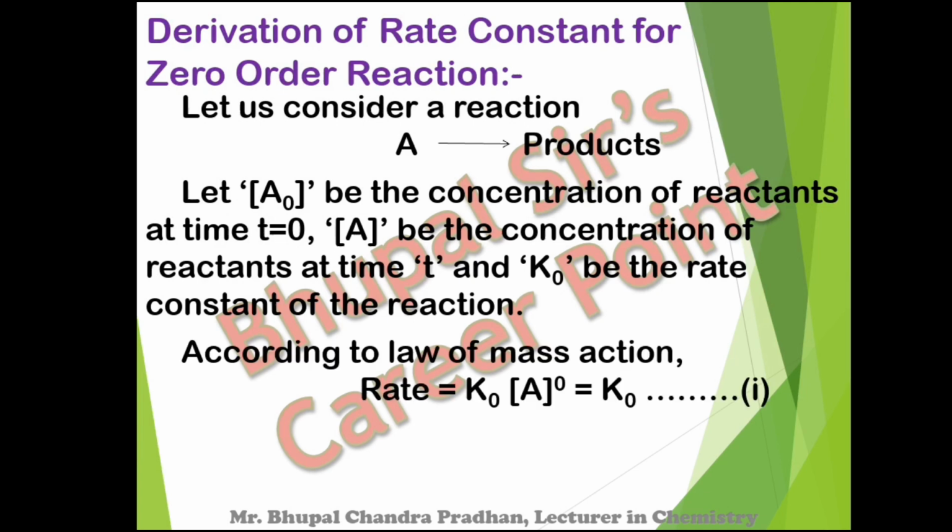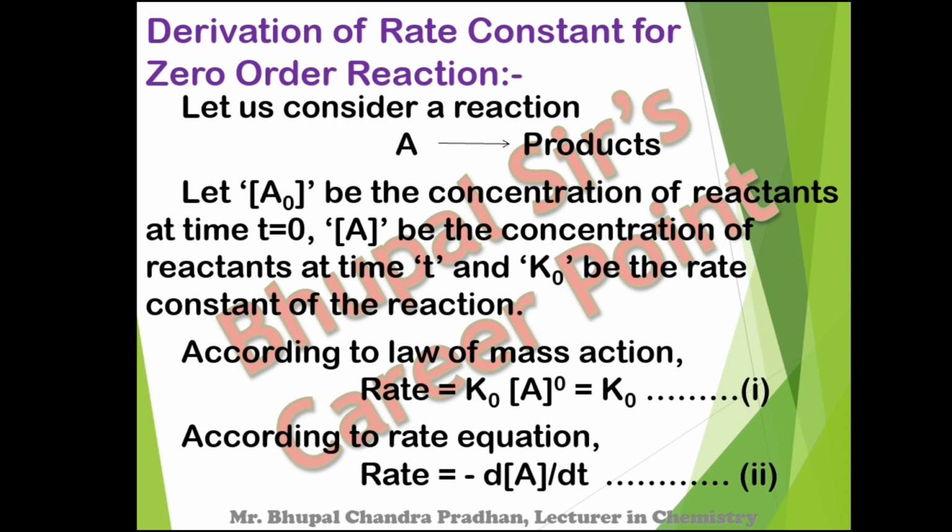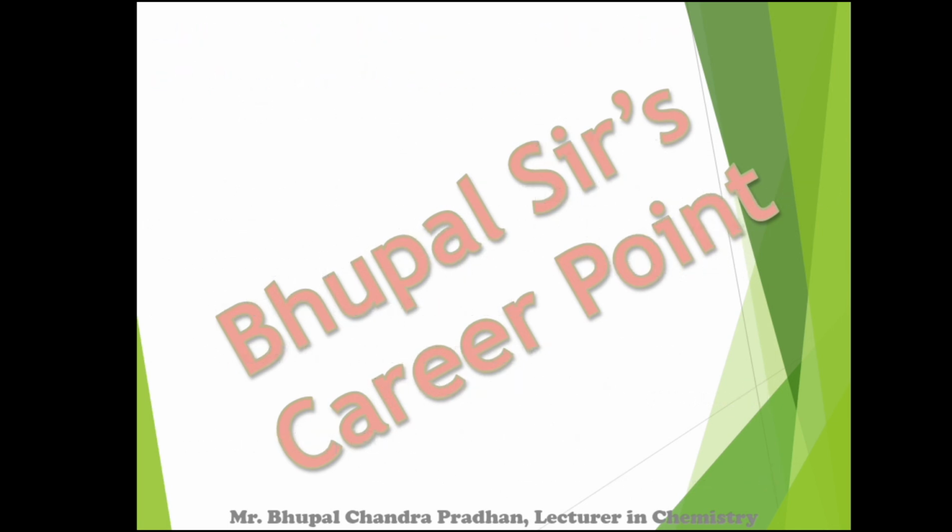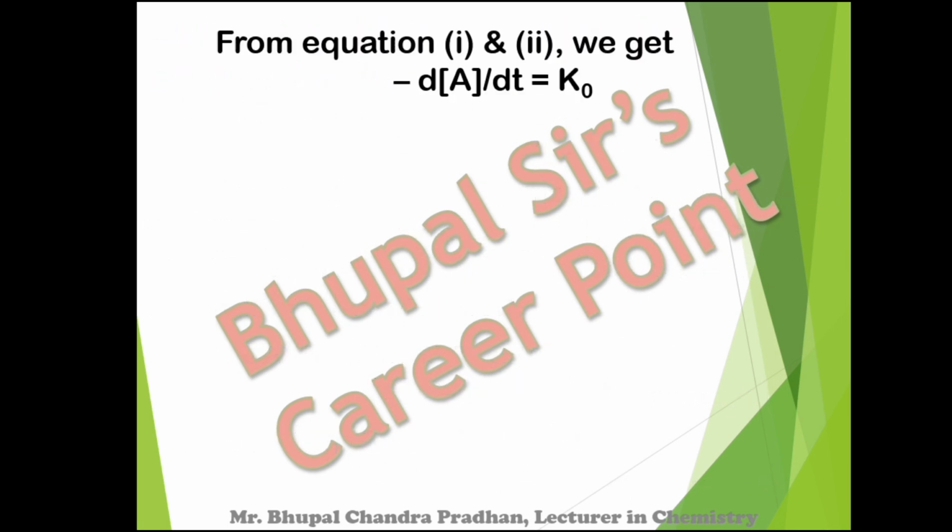According to law of mass action, rate is proportional to concentration of A to the power 0, which implies rate is equal to K0 into concentration of A to the power 0. Something to the power 0 is equal to 1, so we can write rate is equal to K0. Let it be equation 1. According to rate equation, rate is equal to minus dA by dt. From equations 1 and 2, we can write minus dA by dt is equal to K0.